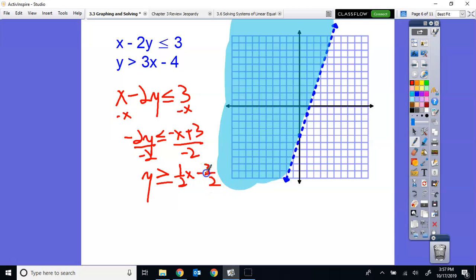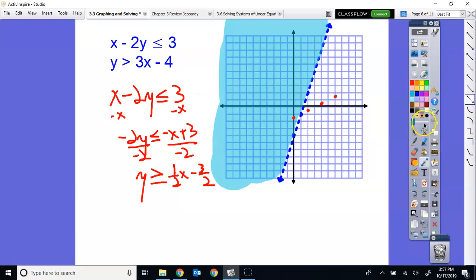And so it is basically the same idea of what you normally do with an equation, but now you have an inequality symbol. So we are going to begin our graph at negative 3/2 or negative 1.5. Then we're going to go up 1 over 2, up 1 over 2, up 1 over 2. I'm sorry about my dots not being right there.